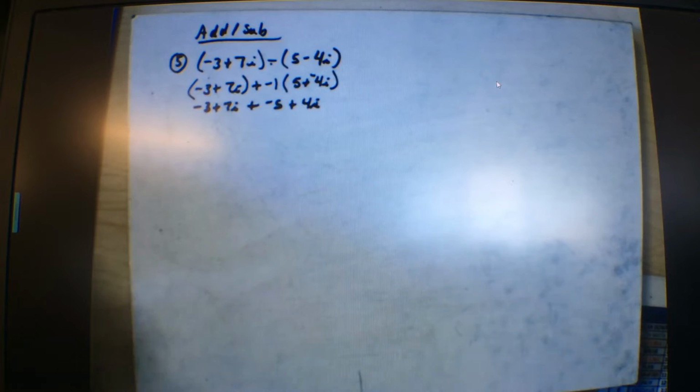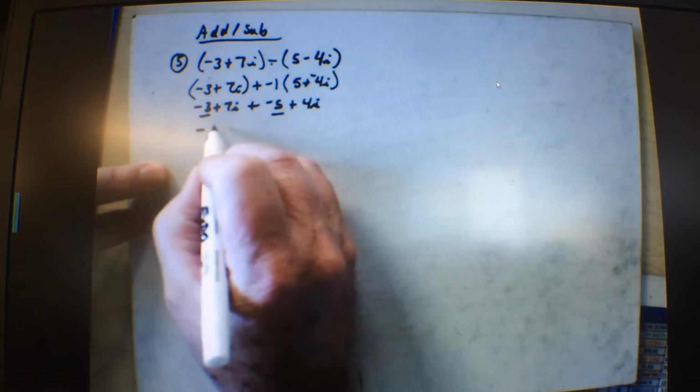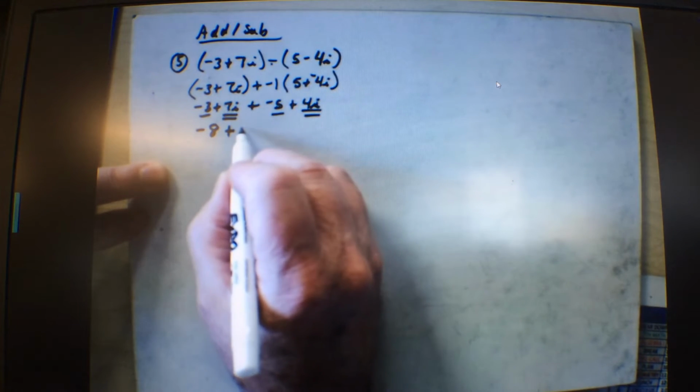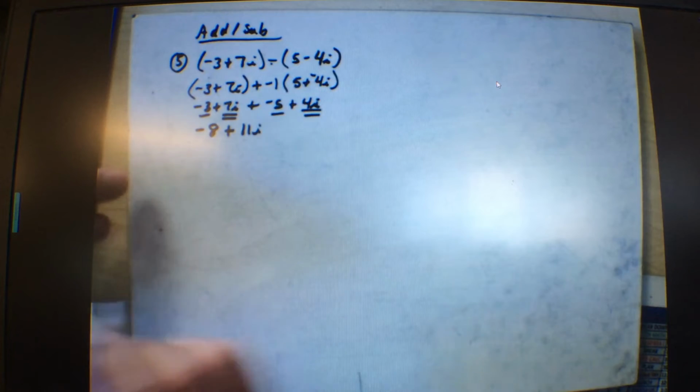Okay? So now I add real parts. A negative 3 and a negative 5 is a negative 8. And I add imaginary parts. 7i plus 4i is 11i. And it should always be written in the form a plus bi.